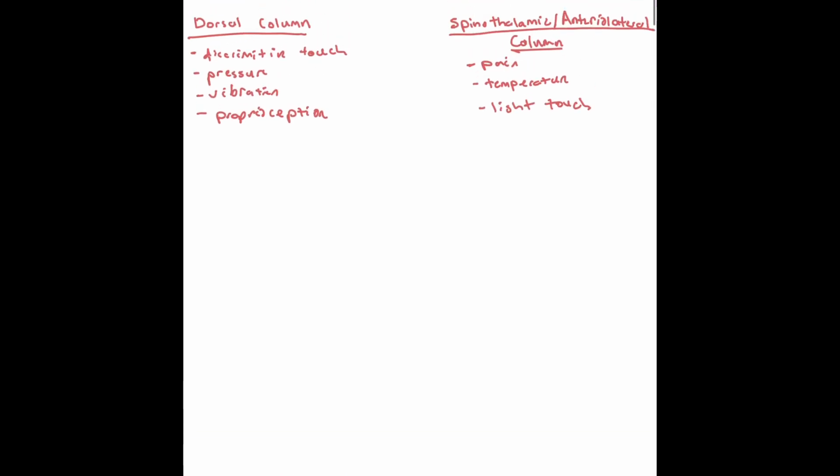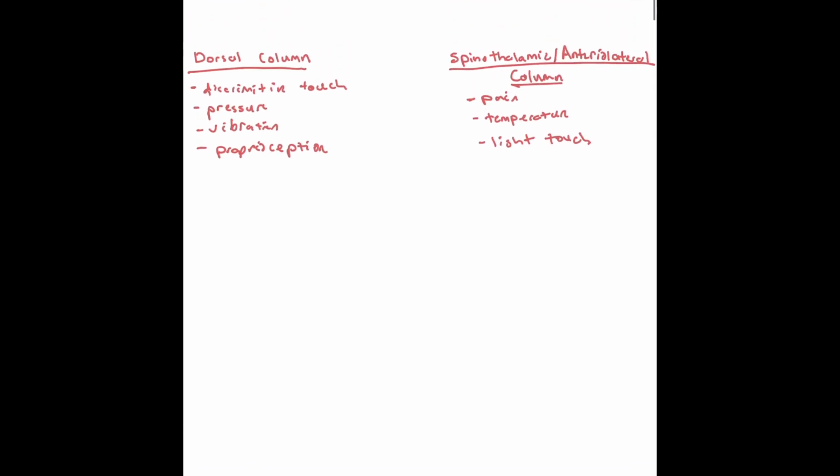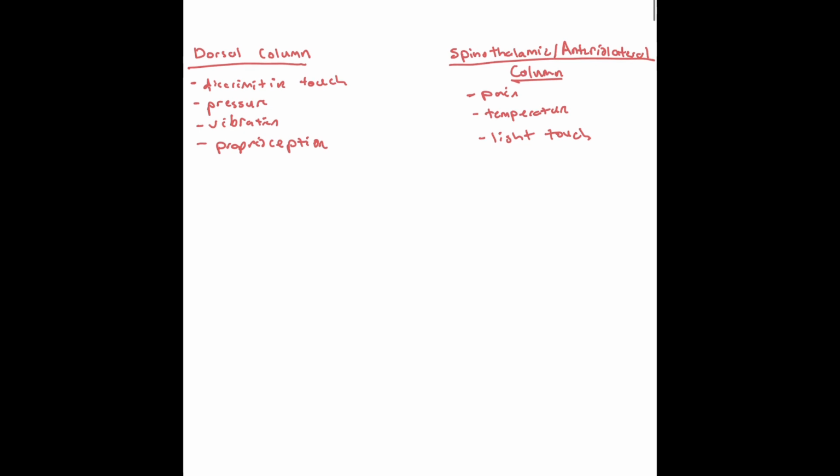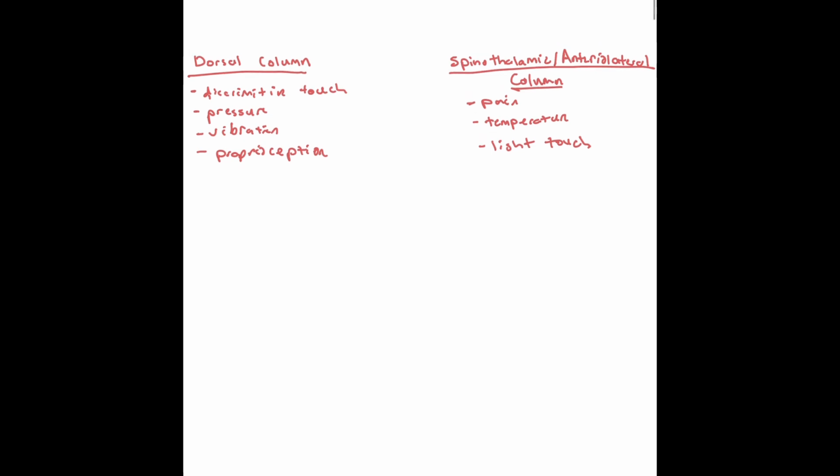Before we get started, I do want to go over how they both follow a very general pattern with the neurons and how they relay that information. So both the dorsal column and the spinothalamic or anterolateral column follow the general pattern from first order neuron, second order neuron to third order, and then to the fourth order neuron.